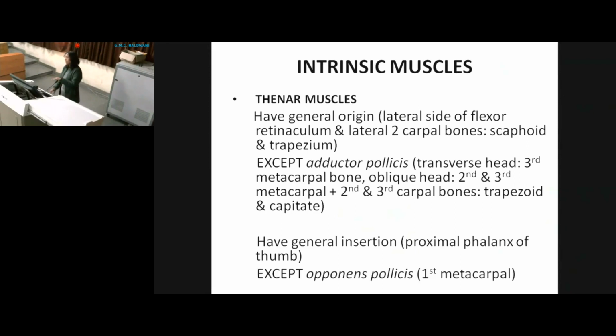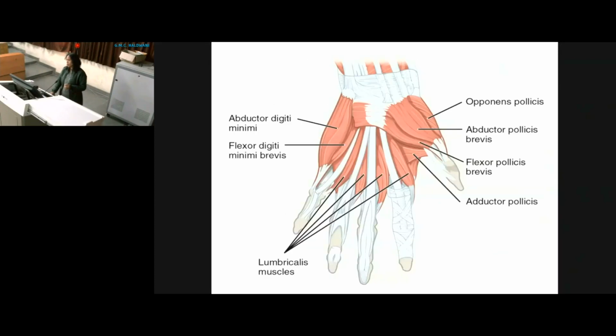And all have, again, the insertion is same, this base of the proximal phalanx on the lateral side. This adductor pollicis is on the medial side, same in this base of the proximal phalanx. And the opponens pollicis, its insertion is on the lateral side but in the first metacarpal bone or the head of the first metacarpal bone, which is close to the base of the first phalanx or the proximal phalanx. So this is again a picture to show: this is the opponens, abductor pollicis brevis, this is the flexor pollicis brevis, and these are the adductor pollicis.